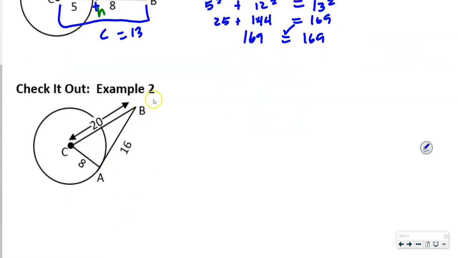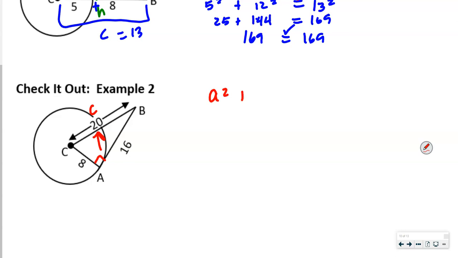Check it out, example 2, and figure out where that right angle should be. Where does your tangent intersect your radius? That's the question, right? So pause the video, go ahead, do this one, come back to me when you're done. Okay, so here again, on this one, our right angle should be here, right? If it is a tangent, okay? So this again is going to be our hypotenuse, right? So that's going to be our C.